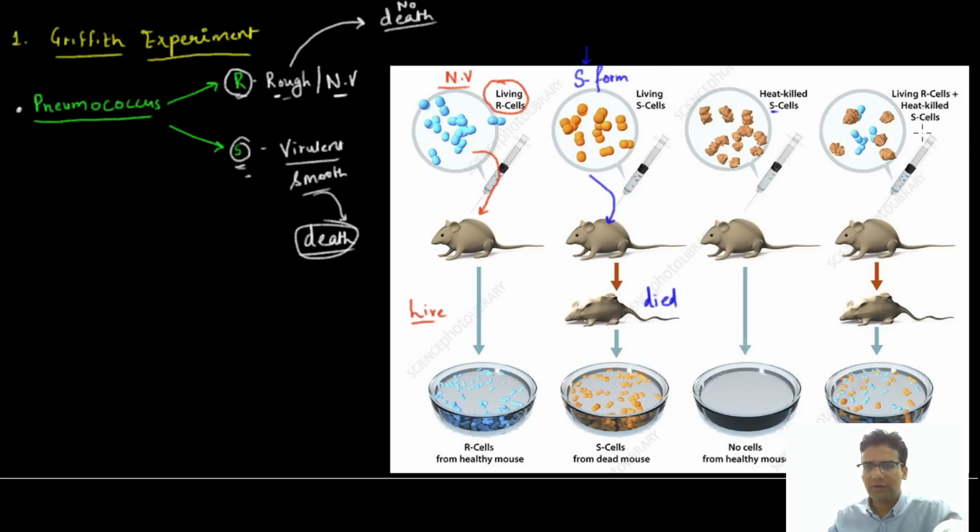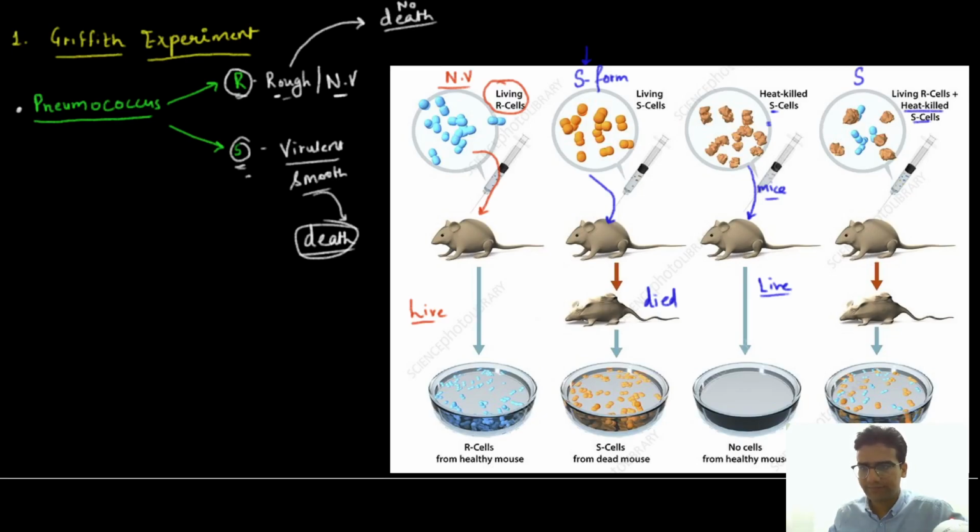Then he heat killed the S form. Heat killing means you are providing a temperature treatment to these bacteria, and after this treatment the bacteria die. That means they are not infectious anymore. They cannot infect the mice anymore. So when he injected this into mice, the mice did not die. That means the mice lived.